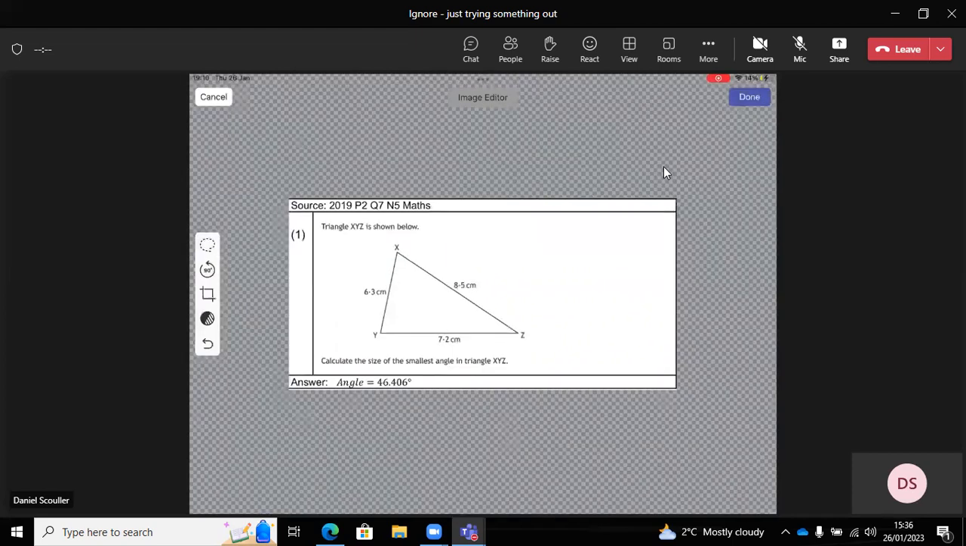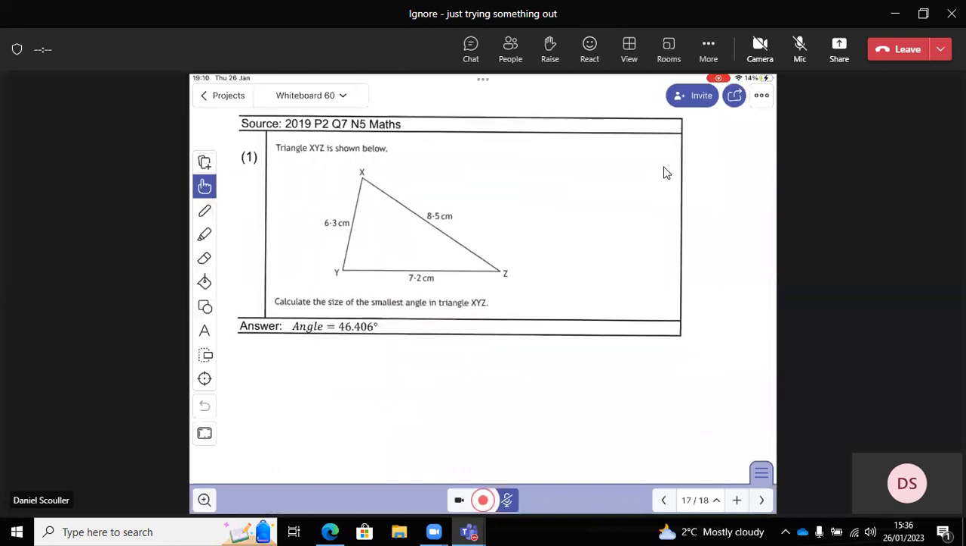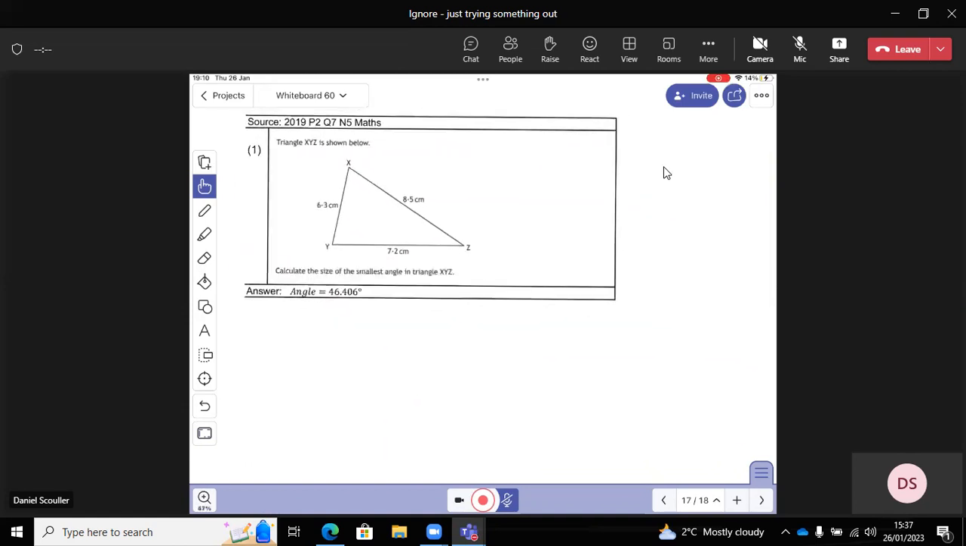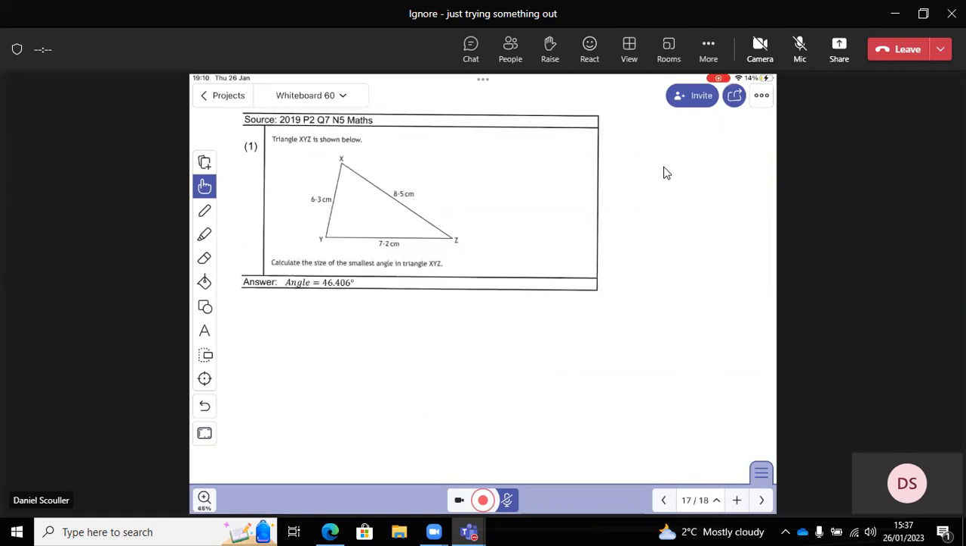Okay, so keep just writing out. This is paper 2019. It's paper 2, so it's a calculator paper. It's question 7. It's asking us to calculate the size of the smallest angle in the triangle.